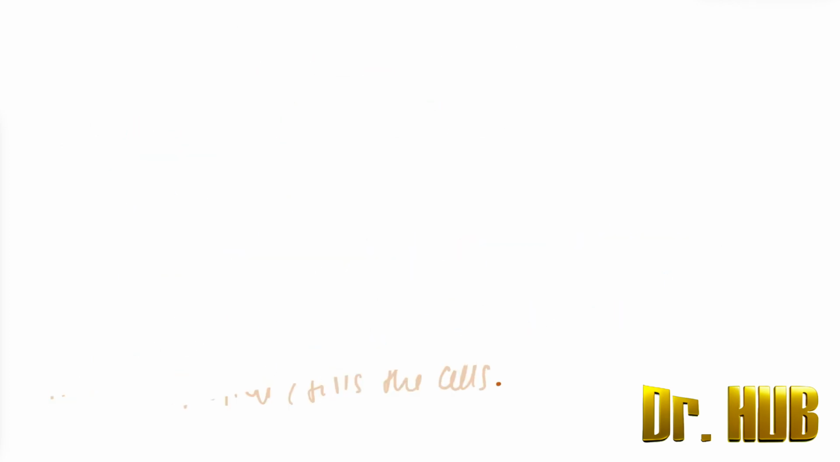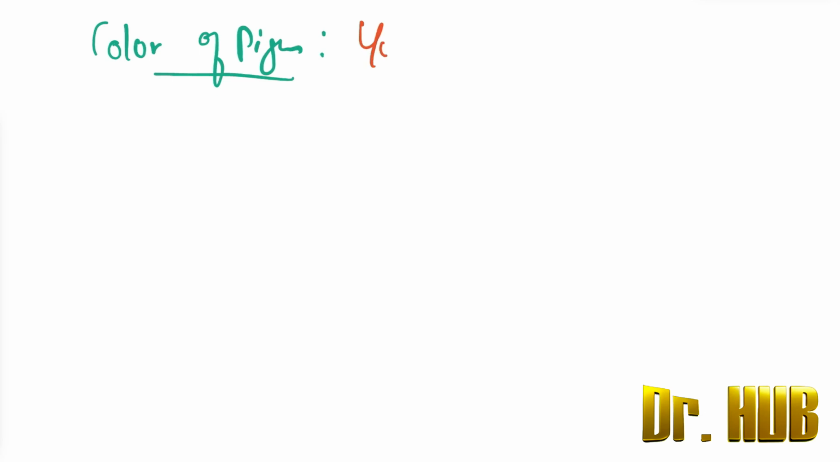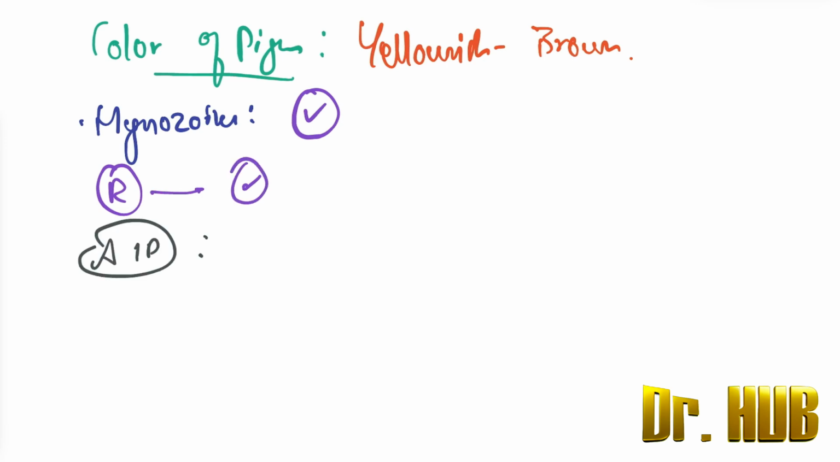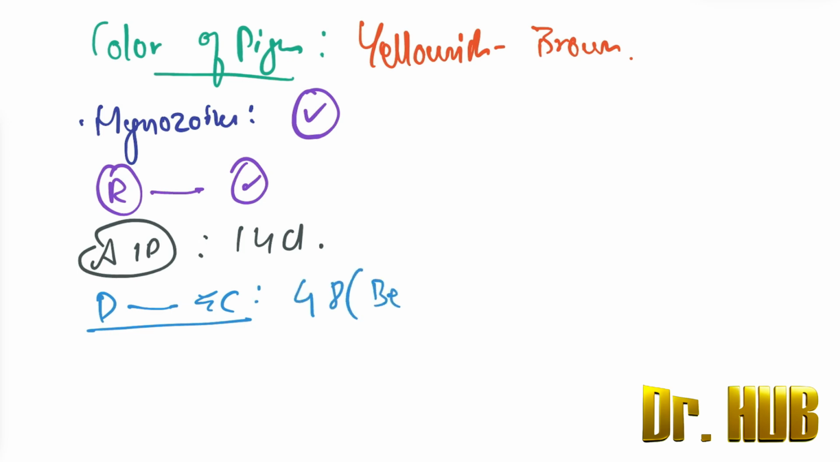Then we look at the color of pigment. It is going to be yellowish brown. And what about the hypnozoites? The hypnozoites are present. Then what about relapse? Relapse is yes. The average incubation period, AIP, is going to be 14 days. The duration of the erythrocyte cycle will be 48 hours. That is a benign tertian.